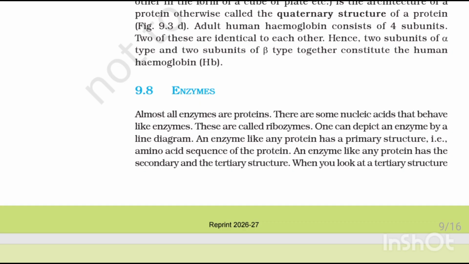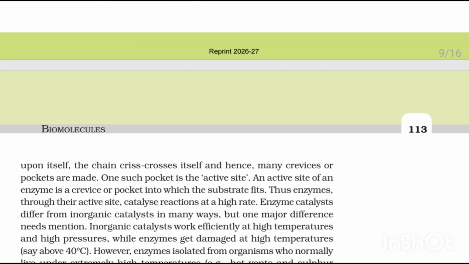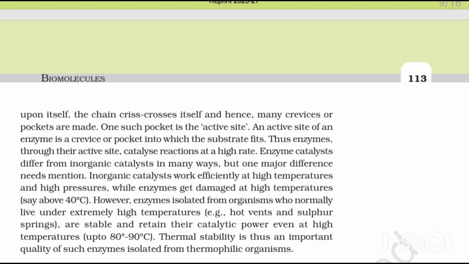An enzyme, like any protein, has a primary structure, that is the amino acid sequence of the protein. An enzyme, like any protein, has the secondary and tertiary structure. When you look at a tertiary structure, the chain crisscrosses upon itself and hence many crevices or pockets are made. One such pocket is the active site. An active site of an enzyme is a crevice or pocket into which the substrate fits.